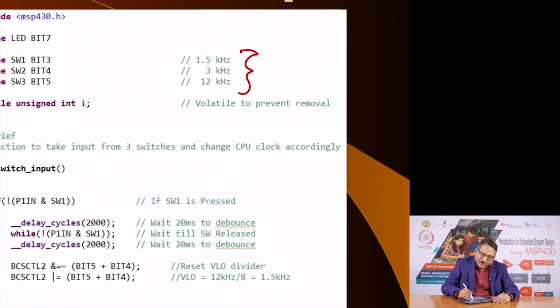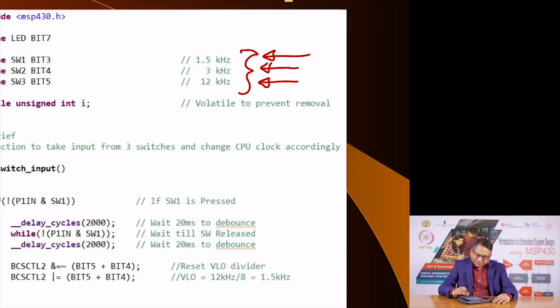If you divide by 1, the source is 12 kilohertz, therefore the CPU frequency, that is the master clock frequency, will be 12 kilohertz. If you choose the divide by 4 option, you will get 3 kilohertz, and if you choose the 8, you will get 1.5 kilohertz. And how would you know that the CPU is working at different frequencies?